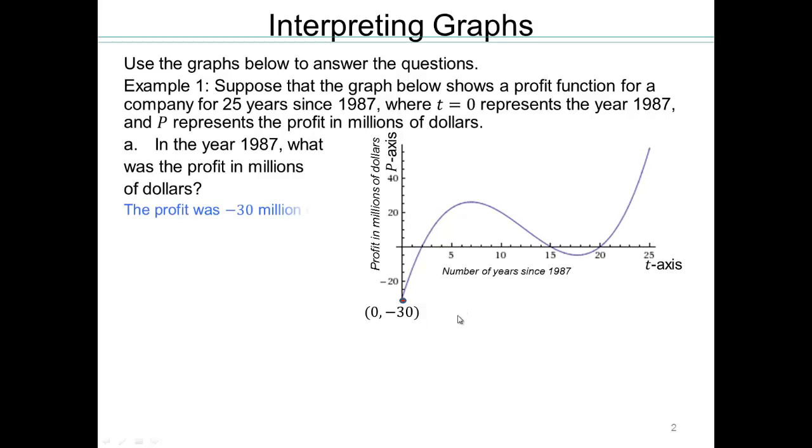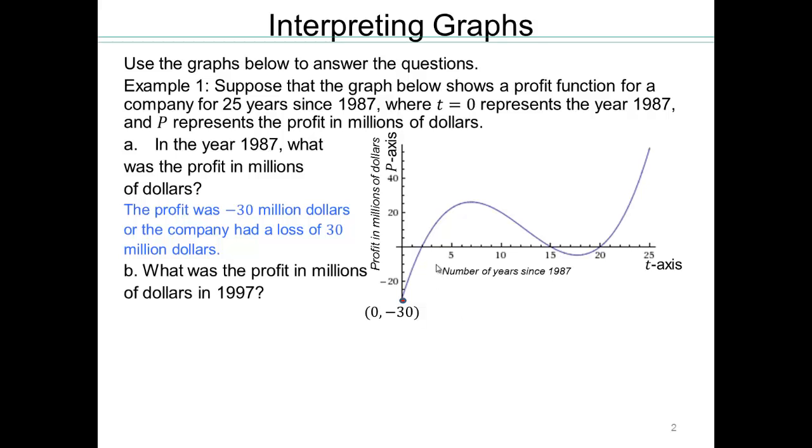Assuming you've come back, the profit of negative $30 million means that the company had a loss of $30 million in 1987. All right, try this. What was the profit in dollars in 1997? 1997 is 10 years since the beginning, which is 1987. So 10 years would be right there. You want to know what's the profit, so you go up to the graph and over, and that would be $20 million. So the profit in 1997 was about $20 million.